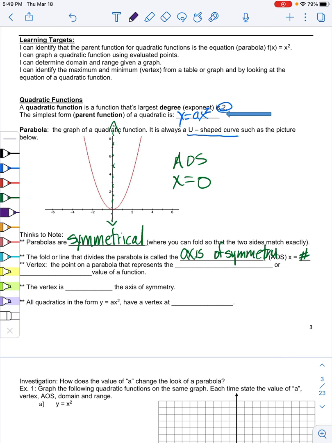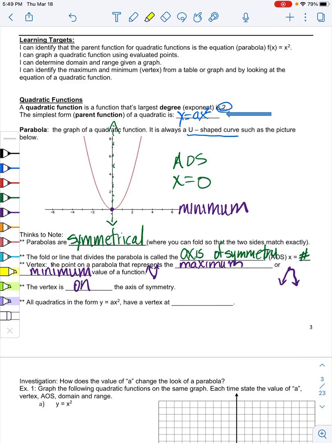The vertex is the point on the parabola that represents either the maximum or the minimum value of the function. It's a maximum if you have an upside down parabola, because it's the highest point in the curve, and it's a minimum if you have the parabola pointing up and it's the low point in the curve. So in this one, my vertex would be right here, and it would be a minimum. And the vertex is always on the axis of symmetry.